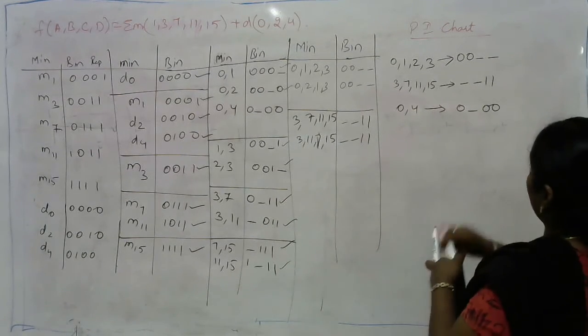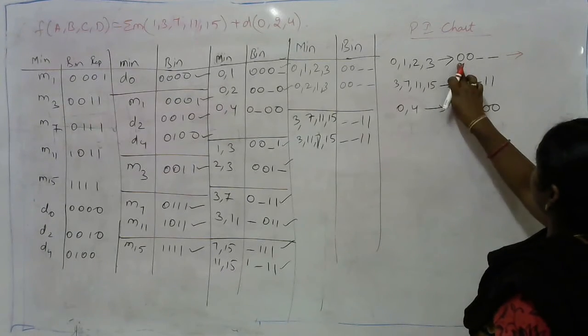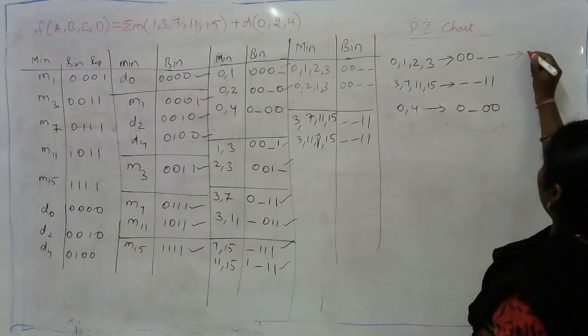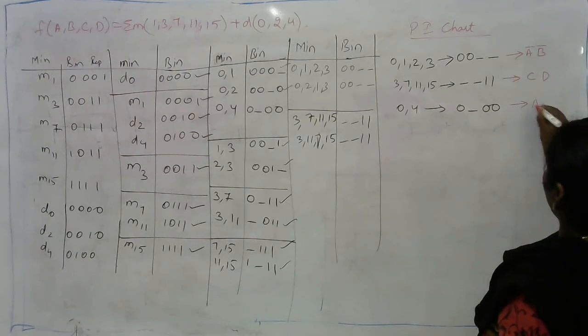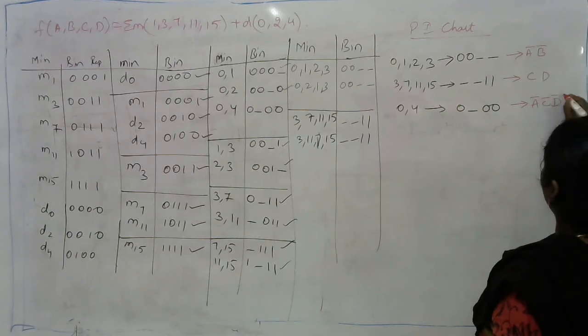And for this one we need to write down the variables. It is A, B, C, D. Under it is A bar, B bar. This is C, D. Here it is A bar, C bar, D bar.